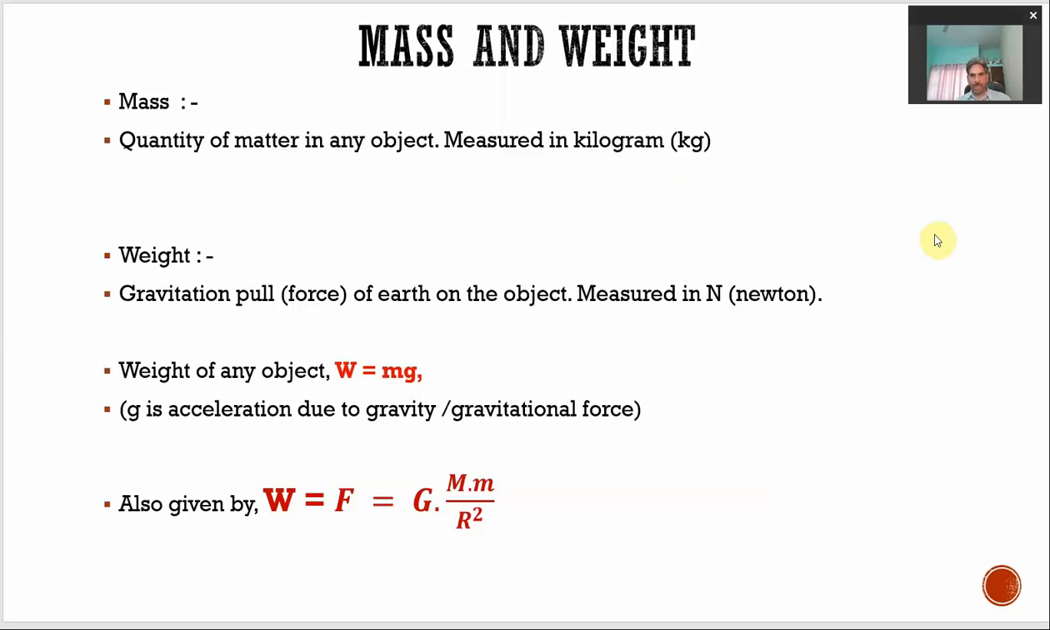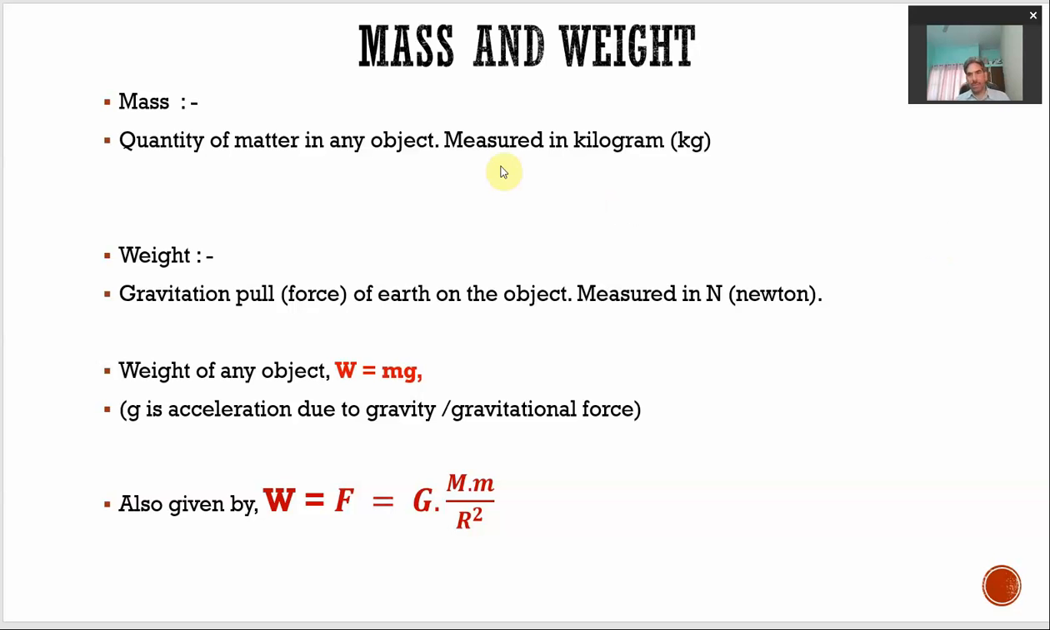So today we will discuss a few things about mass and weight, and then we will discuss the free fall of an object. So let us start with mass and weight. We need to understand what mass is, what weight is, and how they are different from each other. So first thing is mass.